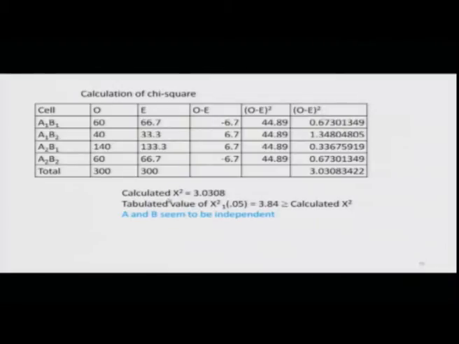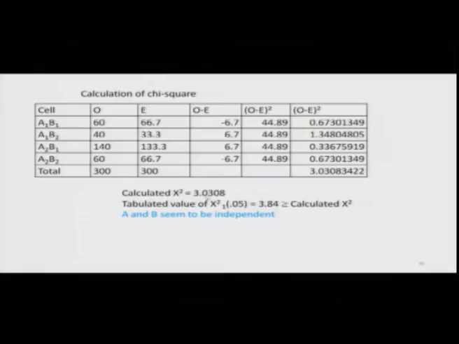Tabulated value of chi square for degrees of freedom, how many? R minus 1 will be 1, there are 2 rows, C minus 1 will also be 1, there are 2 columns. So, degrees of freedom will be 1 into 1 equal to 1, and for 1 degree of freedom and p equal to 0.05, the value of chi square is 3.84.